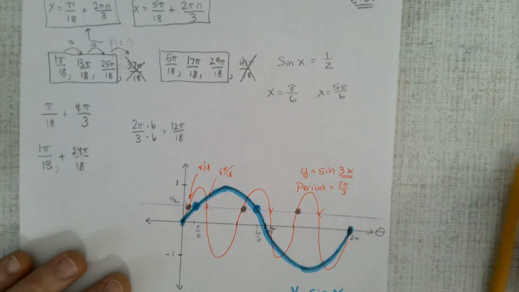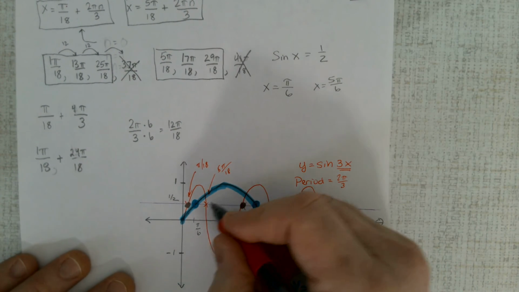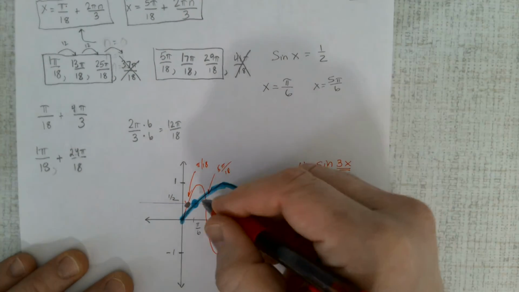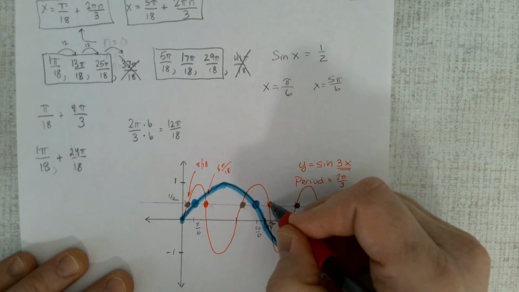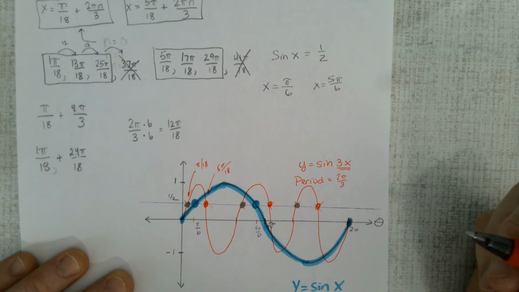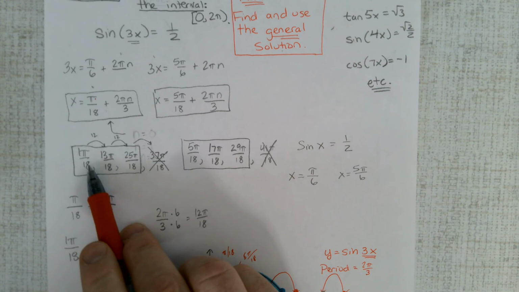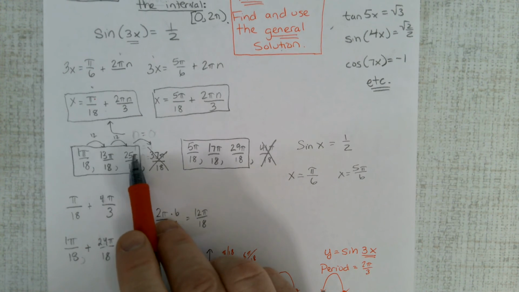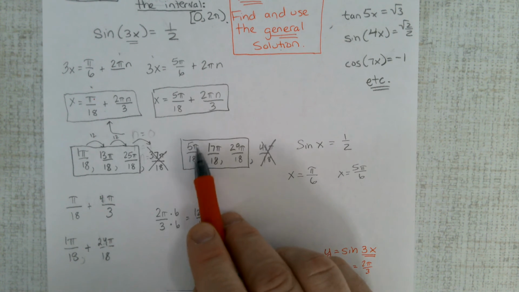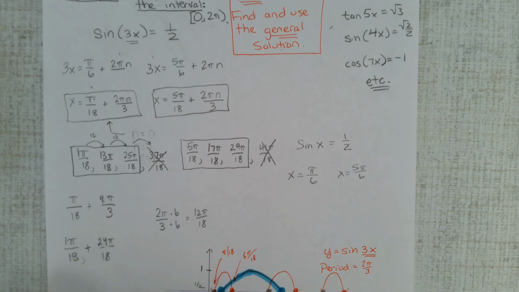And where are they on the graph? I always think it's kind of neat to see them on the graph. Here's the first one. Go over 12. There's the second one. Over 12. There's the third one. So these are our 6 solutions: pi over 18, 13 pi over 18, 25 pi over 18, 5 pi over 18, 17 pi over 18, 29 pi over 18.